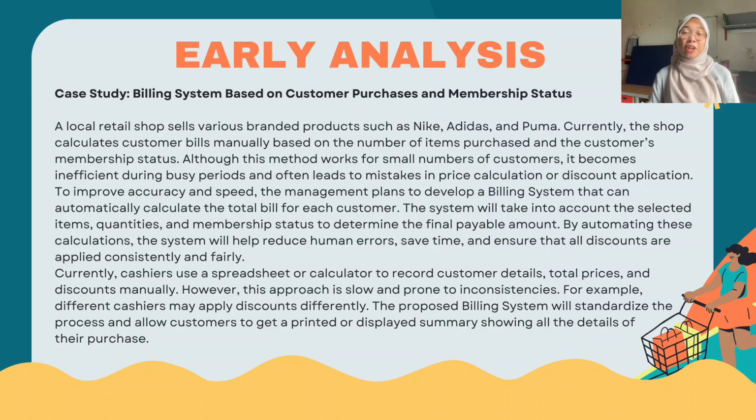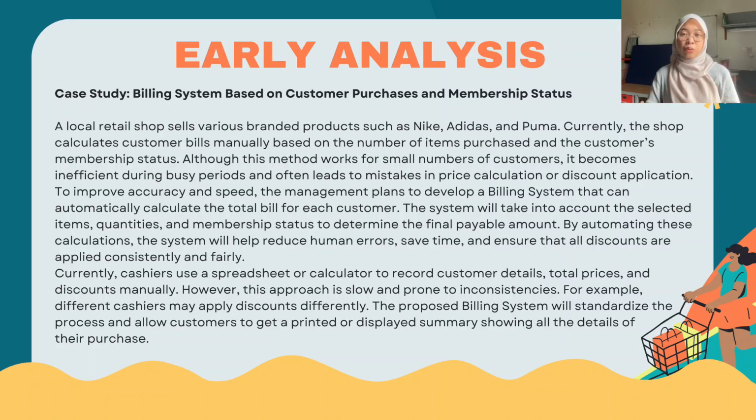Our project is based on a local retail shop that sells branded products such as Nike, Adidas, and Puma. Currently, the shop calculates the customer bills manually based on the number of items purchased and the customer membership status. Although this method works when the customer traffic is low, it becomes inefficient during the peak hours. Manual calculation increases the chance of errors, especially when the discounts are involved. As a result, customers may receive incorrect bills which can affect their trust in the shop.